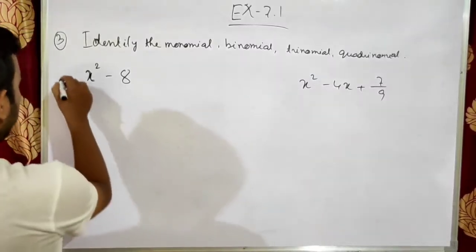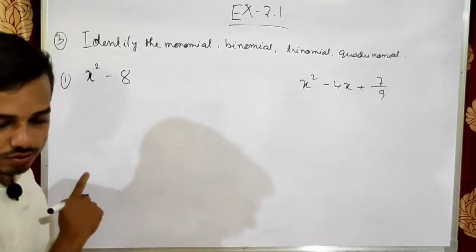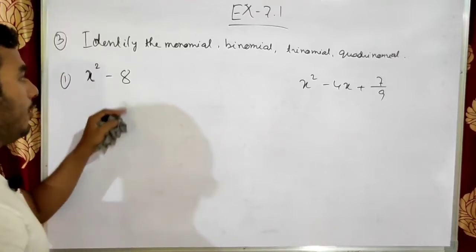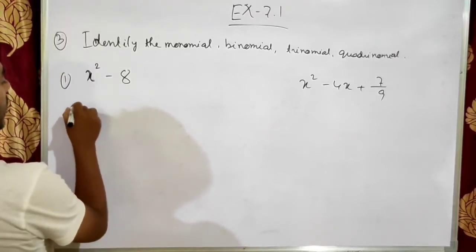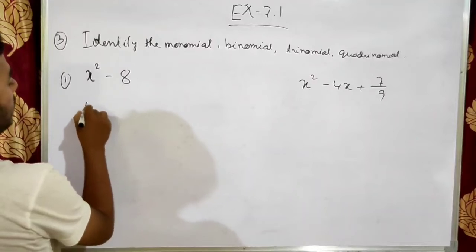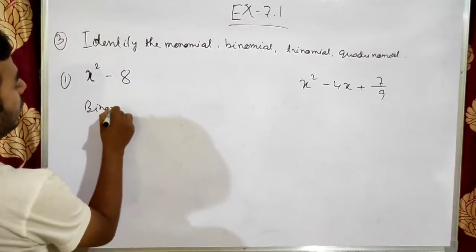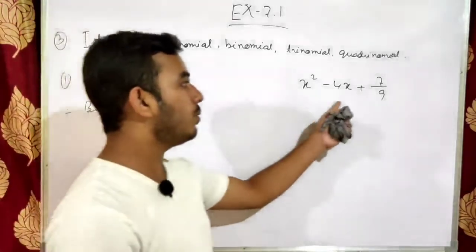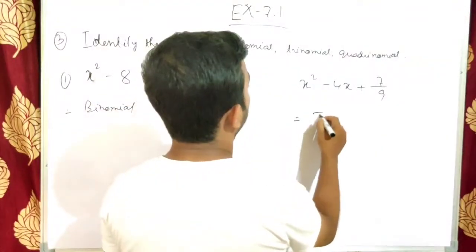So this one is what? Number one. For example, this is not in the book, I am just explaining. This is a binomial expression, so we'll write binomial. Binomial again, because it has two terms. This one is what? One term, two terms, three terms. It will be trinomial.